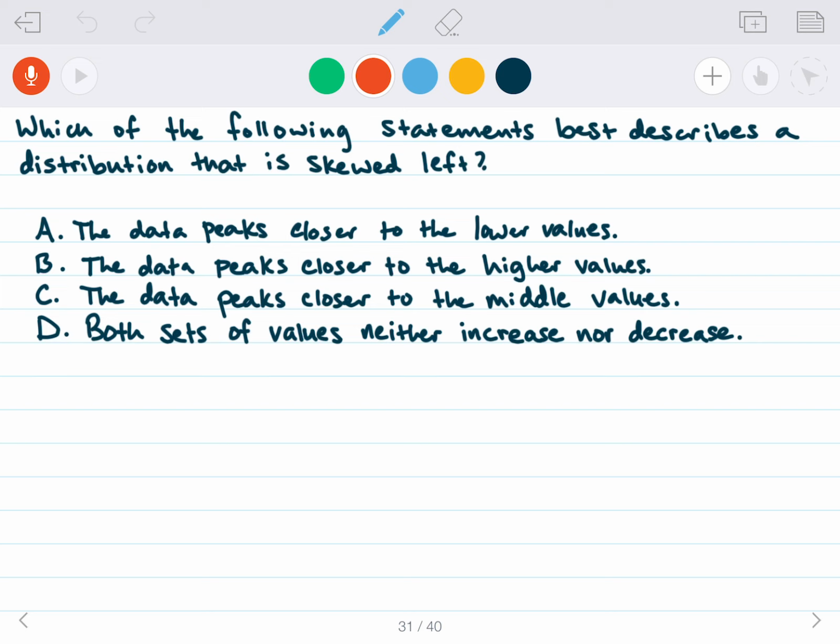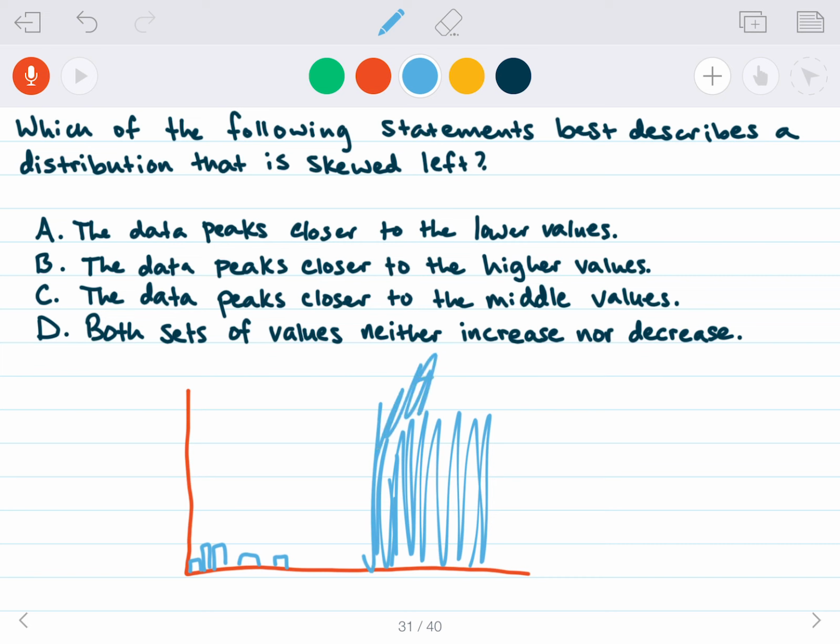Which of the following statements best describes a distribution that is skewed left? So remember what skewed left looked like. We had this graph, and fewer of the data points were to the left. Maybe we had something like this. But then there was a big cluster of data points to the right. I know this picture's not the best, but that's what it looked like. This is going to be the lowest values the farther left we go, and then the highest values occur the farther right we go.